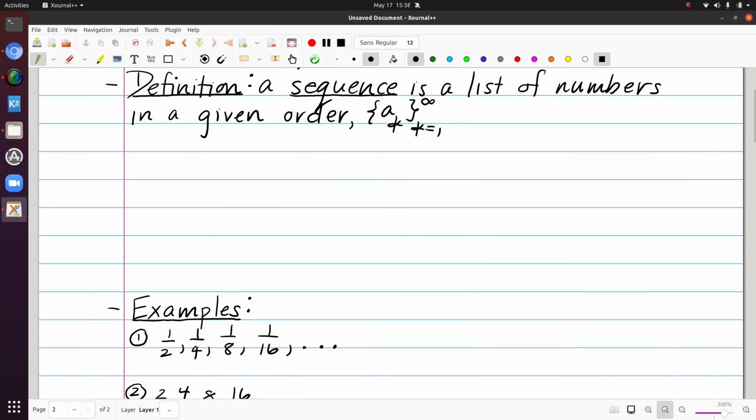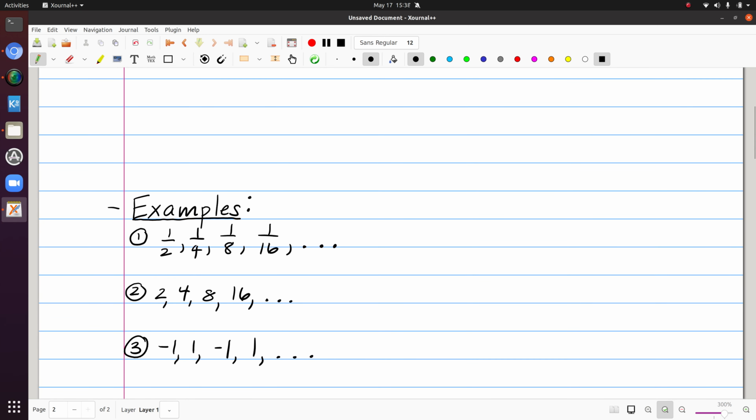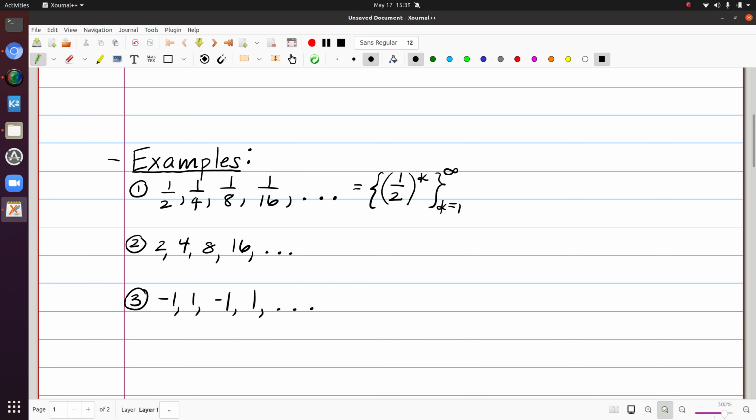To make sure this notation is clear, these are 3 examples of sequences, and let's try to write them in the curly bracket notation. In order to find the general term, we need to observe some kind of pattern. This first one, I have 1/2, 1/4, 1/8, 1/16, and so on. I can view the general term as 1/2 to the k. Reflecting on the values, k starting at 1 would give me that term 1/2. And the ... implies that this is an infinite sequence.